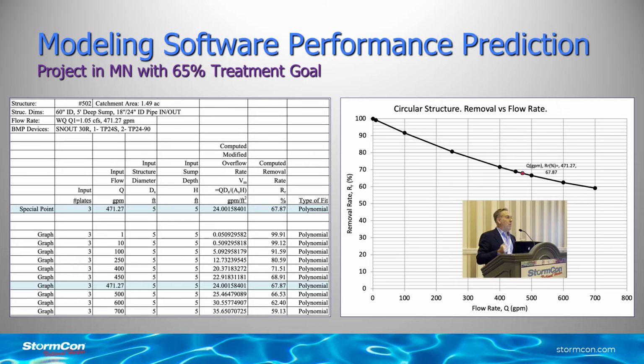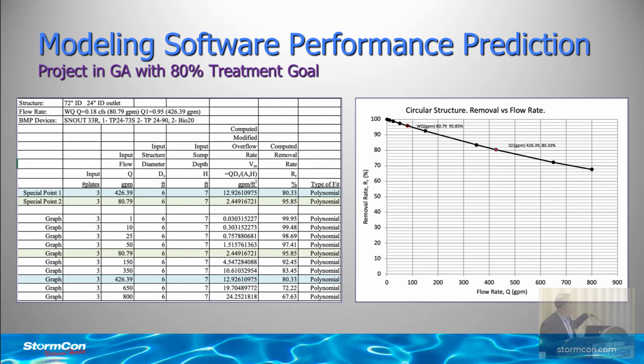And then we ran the modified overflow rate, and we came up with a relationship that yielded a 67.87% removal rate. Don't hold me to those last two significant digits, but we felt confident that we were meeting that treatment goal at that flow rate. So how do you tweak things, and where do you get to different removal rates?